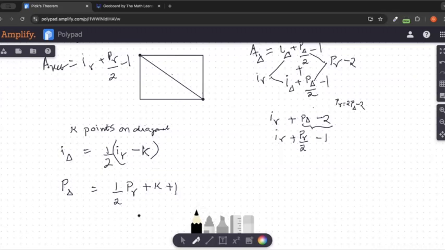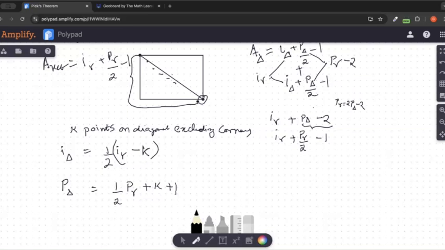Not clear. Why plus 1? We've defined K as the points on the diagonal excluding endpoints, excluding the corners. So PR by 2 will get till here. Now we need to count the K points on the diagonal, plus this one also. K is the number of points here, excluding the corners. But this corner is part of the triangle, but not accounted for. So when we do PR by 2, we don't get this corner. Not 3 corners, only 2 corners you will get.